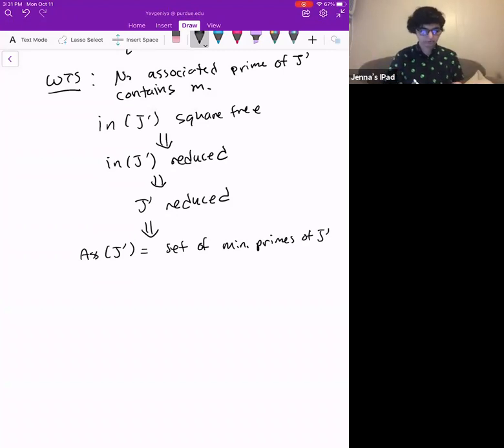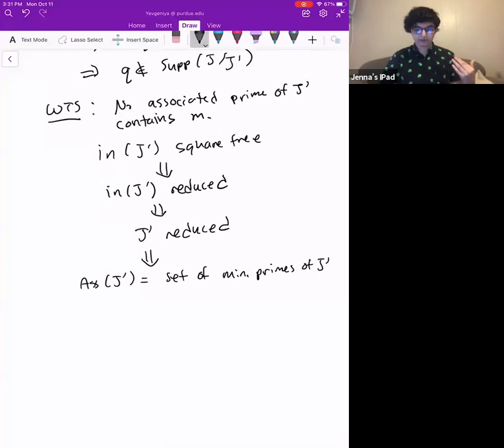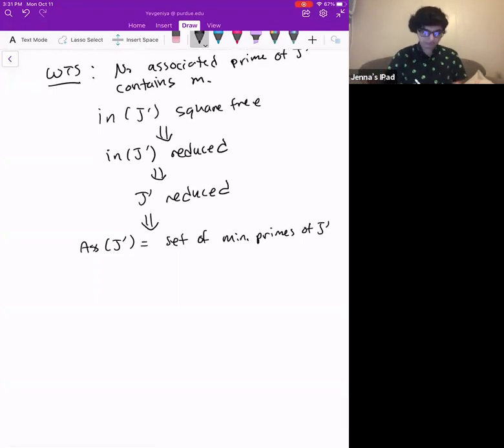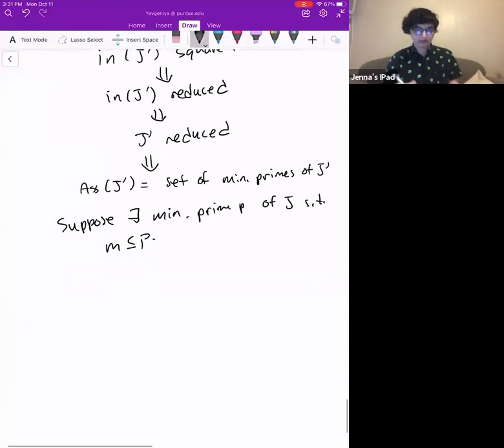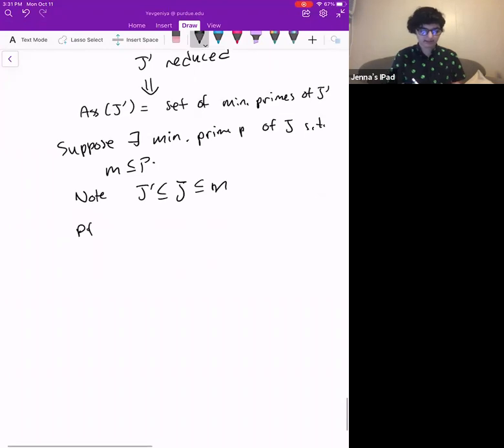Okay, so since we want to show that no associated primes of J prime contain M, we only need to show that no minimal primes of J prime contain M. So suppose there does exist a minimal prime P of J prime such that M is contained in P. Well, one thing we should note is we know that J prime is contained in J, but J is also contained in M. And why is J contained in M? Well, here's a proof for that.